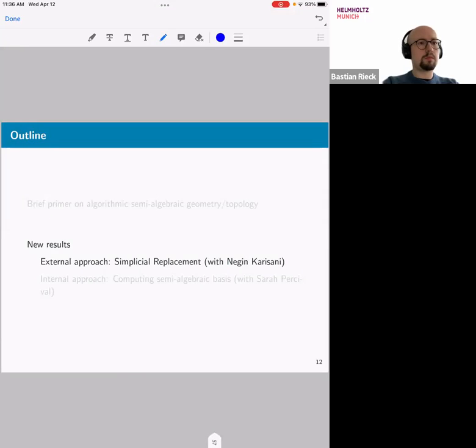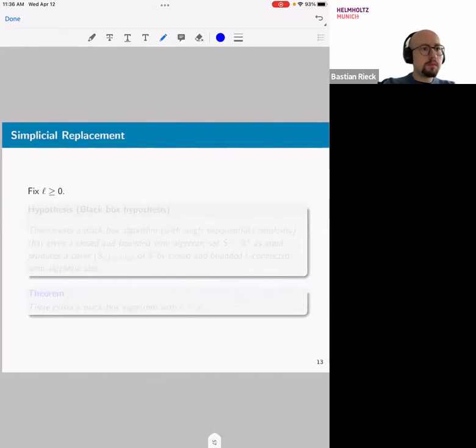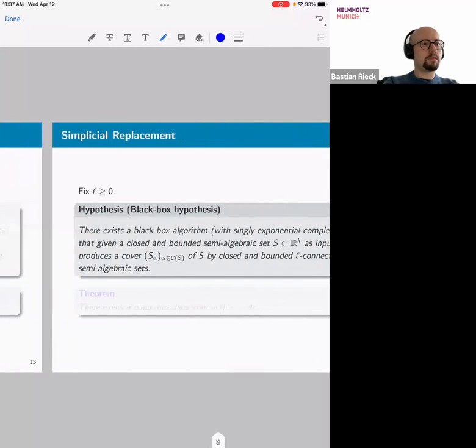We can solve this weak version, meaning produce a simplicial complex which is L-equivalent. This is a result with my ex-student Negin Karisani, which we call simplicial replacement. I want to give a basic idea of where it comes from. Let's fix some L, which is the dimension up to which we would like to study the homotopy or homology of a given semi-algebraic set.